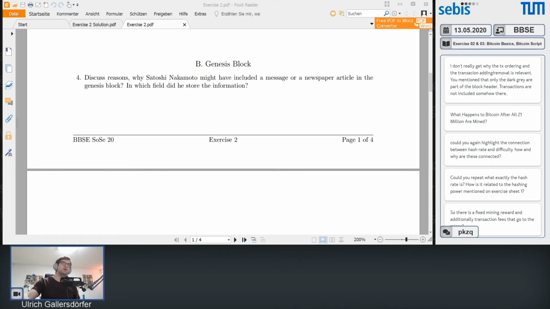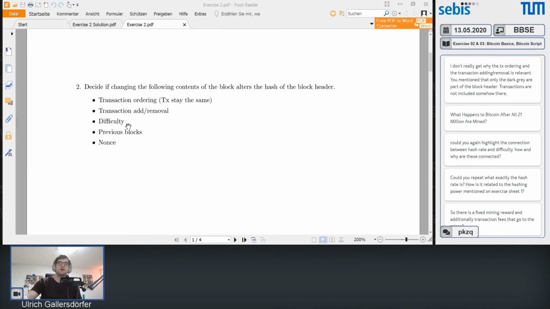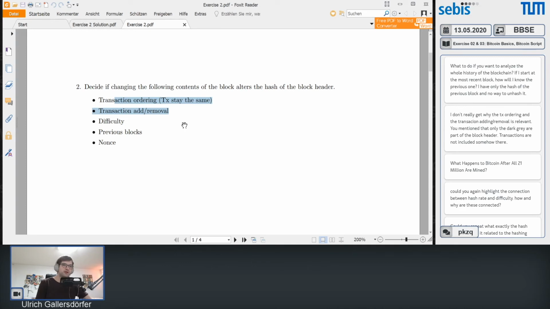So if we would answer this question up here with, okay, transaction ordering is not important and transaction adding and removal is not important or is not included in the overall blockchain, what would this mean? This would mean that we are able to add and remove transactions retroactively because they are not in the blockchain. They are not integrity protected through the blockchain. And this would defeat the complete purpose of the blockchain. So if transactions are not included in our blockchain, what are we doing? So that's the important part here.